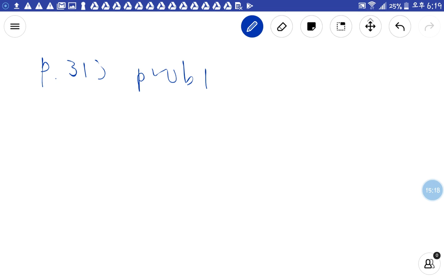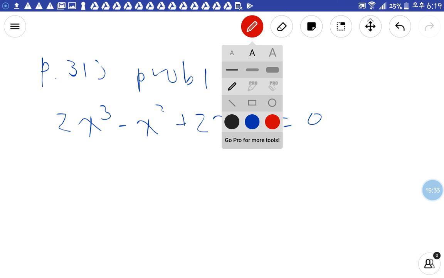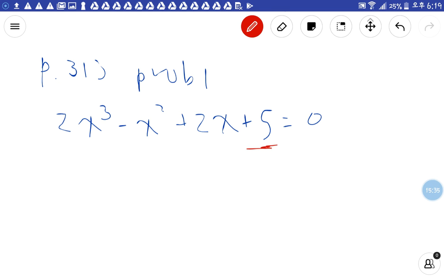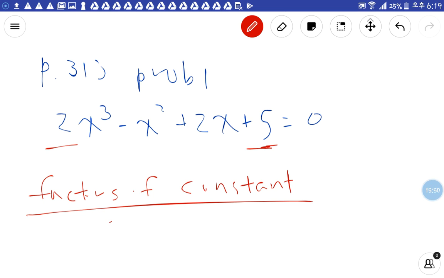What are the rational roots of 2x cubed minus x squared plus 2x plus 5 equals 0? What was our rational root theorem? We have to look at our constant and then the leading coefficient. So think about the factors of the constant and the factors of the leading coefficient.